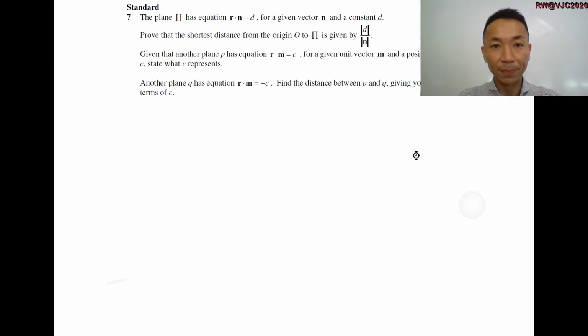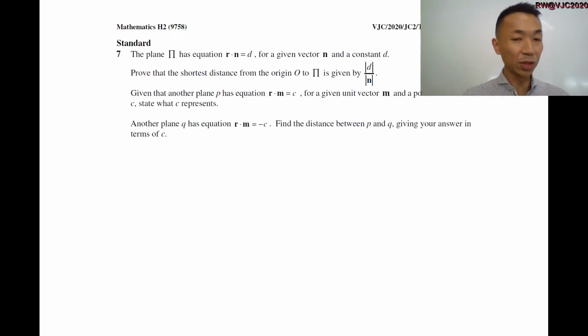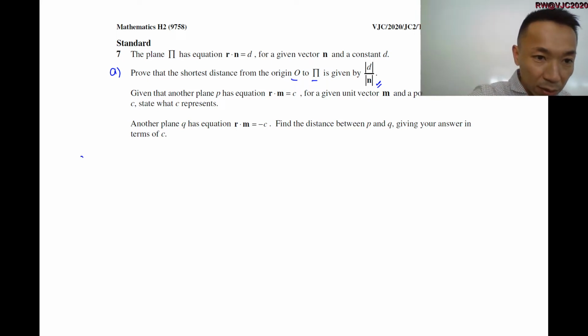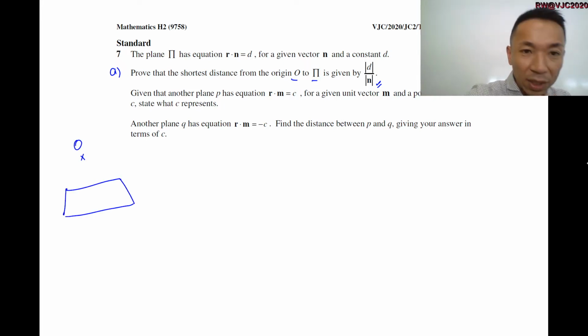Okay, question 7. Now let's take a look at question 7. First part, I call it A. Prove that the shortest distance from the origin to the plane is given by this. This actually has been shown in the lecture notes, but never mind, we'll do it again. The shortest distance from the origin to a plane which has this equation equals |D|.